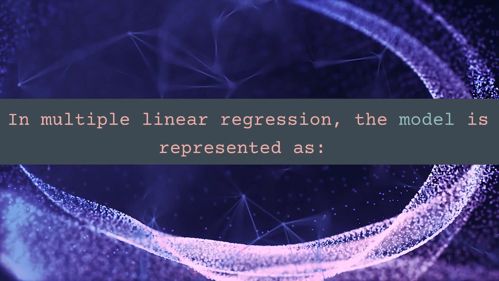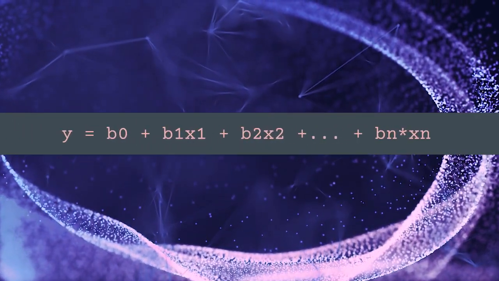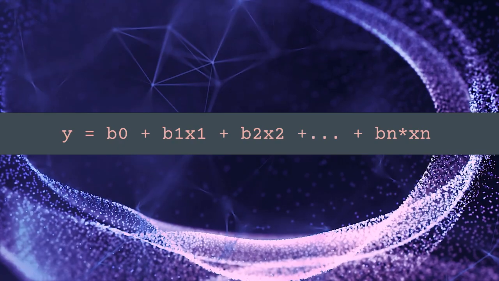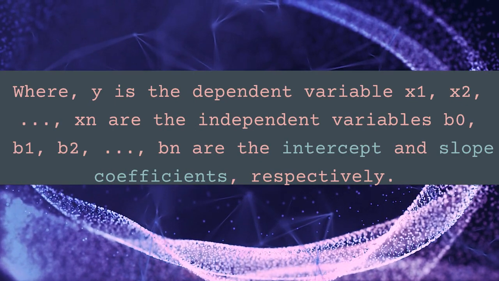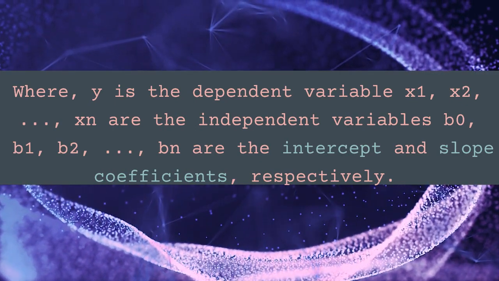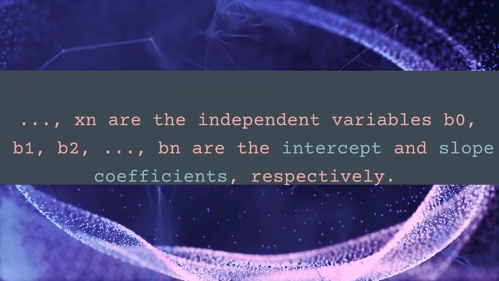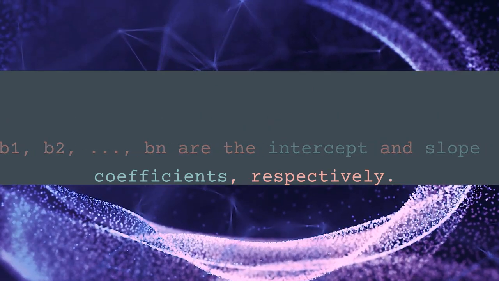In multiple linear regression, the model is represented as y equals b0 plus b1 x1 plus b2 x2 plus ... plus bn xn, where y is the dependent variable, x1, x2, ..., xn are the independent variables, b0, b1, b2, ..., bn are the intercept and slope coefficients, respectively.